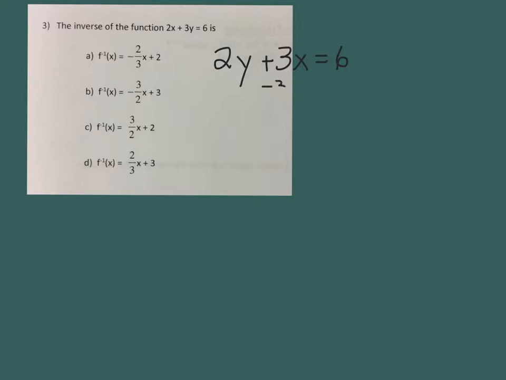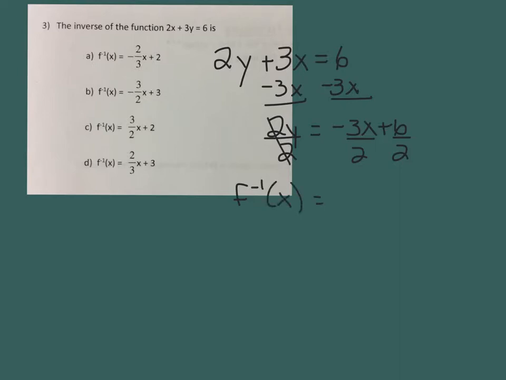So I'm going to subtract 3x from both sides. So that'll leave me with 2y equals negative 3x plus 6. And then to get y by itself, let's just divide everything by 2. If you don't want to individually write divided by 2, you could just put this whole side over 2, as long as you remember to individually divide both terms by 2. All right, so these 2's cancel, so instead of y equals, I'm going to bring down f inverse of x equals.